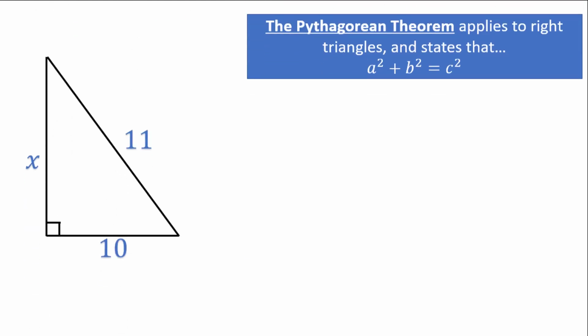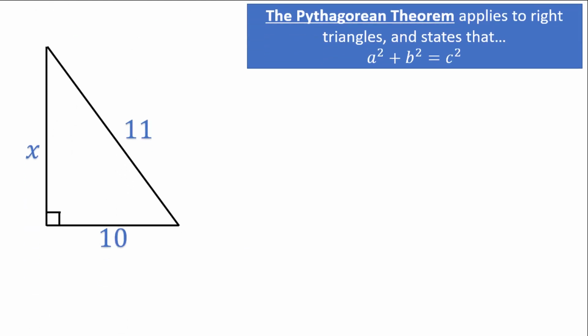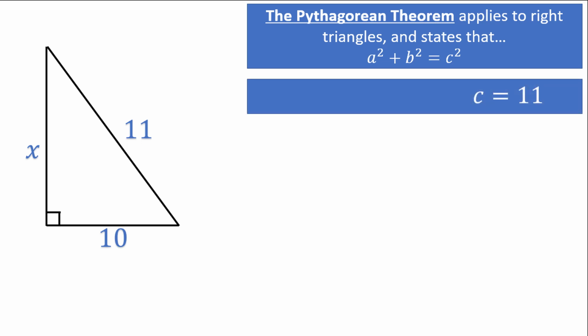Let's try one more problem. Say that we have this triangle, and again we would like to solve for x. Just like before, we should figure out if x is one of the legs or if x is the hypotenuse. If we look for the right angle, we notice that the opposite side is already known. It has a length of 11 units. That means that our hypotenuse, c, is equal to 11. a equals 10 is one of the legs, and the other leg is our unknown side, which is just x.